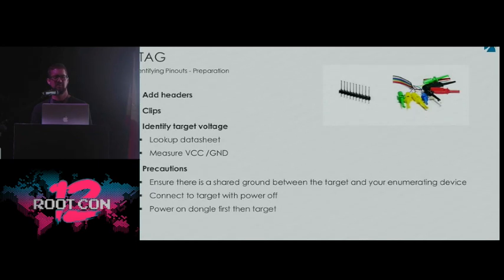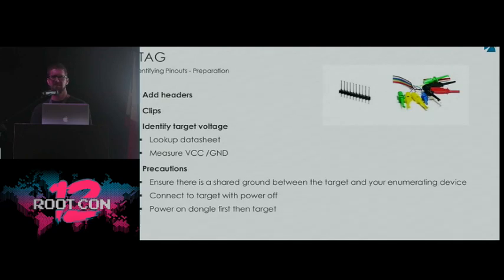One of the things you'll want to do most of the time is you're going to need to add headers, like the little black thing there with the pins, so you can connect to it. There are also clips that you can use and clip directly onto the board, so you don't have to solder anything. And also, as you're preparing, you want to identify the target voltage so that your equipment actually matches that voltage. To do that, you can either look up the data sheet for the device, you might be able to look at the power adapter of the device, or measure the input versus the ground to identify what the voltage is for that device.